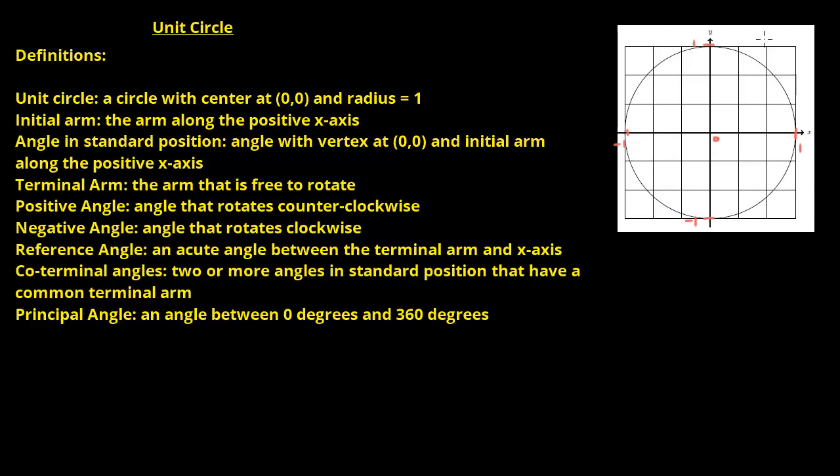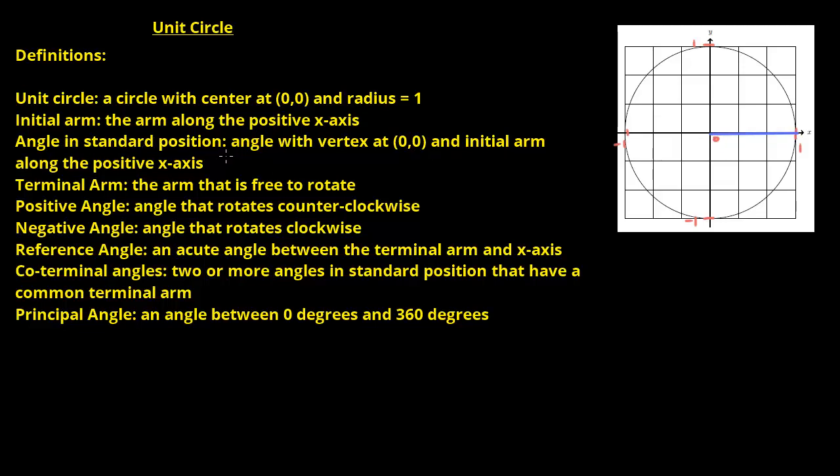Now we're going to look at how to draw angles on the unit circle, and the next thing that we have to define is the initial arm. Here it says the initial arm is the arm along the positive x-axis. So let's go ahead and draw that. It's just a line drawn along the positive x-axis, and it has endpoint 0, 0. So it has an endpoint which is the origin.